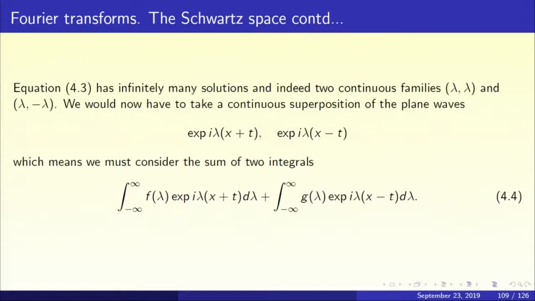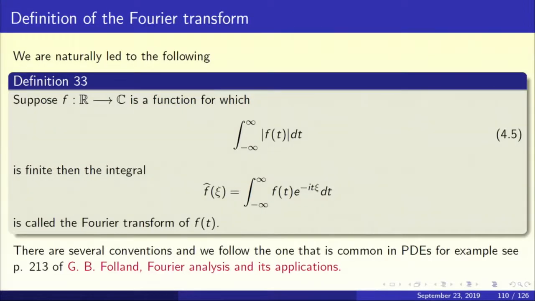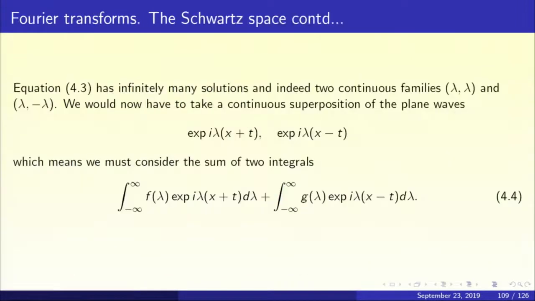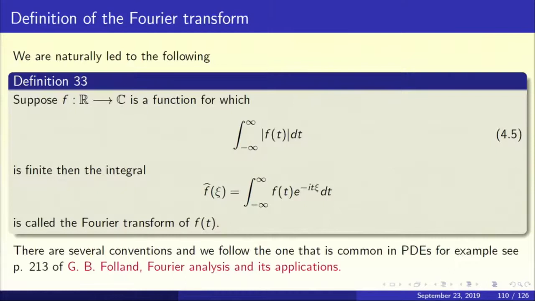So this immediately tells us that we should be looking at integrals of the form integral from minus infinity to infinity of f of t e to the power minus i t chi dt. You see these two integrals individually, how do they look? They look like a function f of lambda multiplied by e to the power i lambda times a parameter x plus t or x minus t in the two pieces. So we are looking at these kinds of integrals. These kinds of integrals are called Fourier integrals.